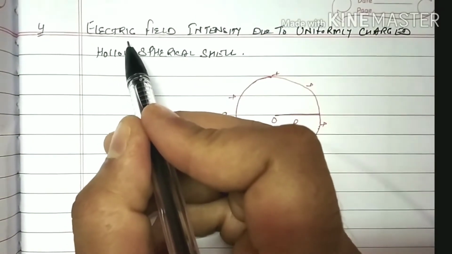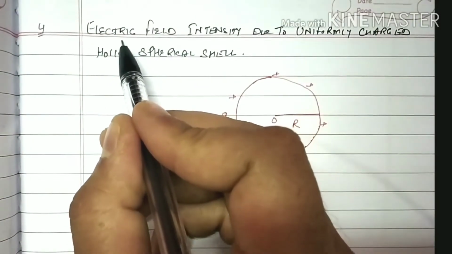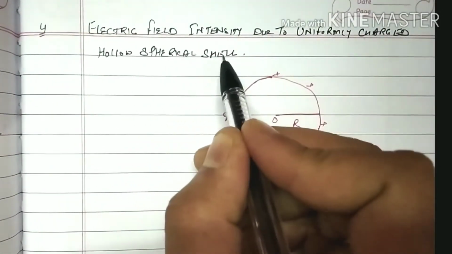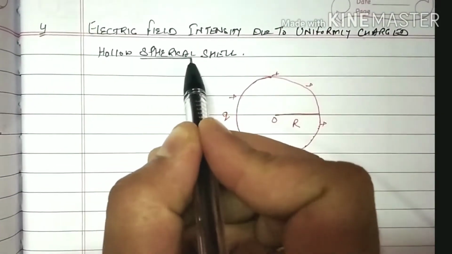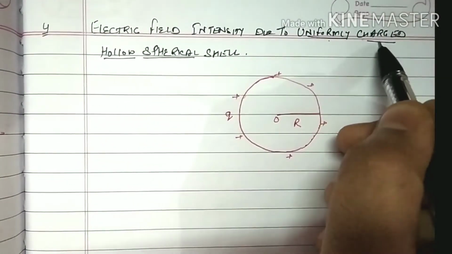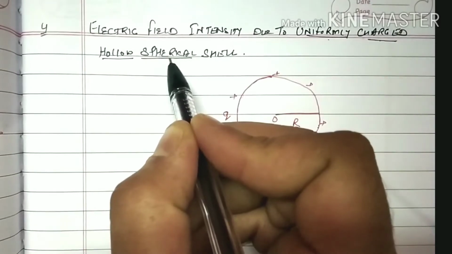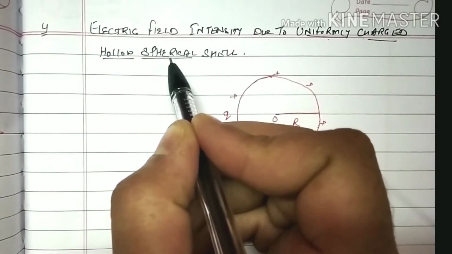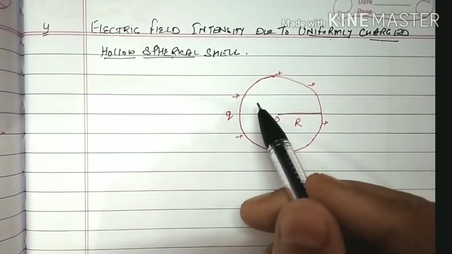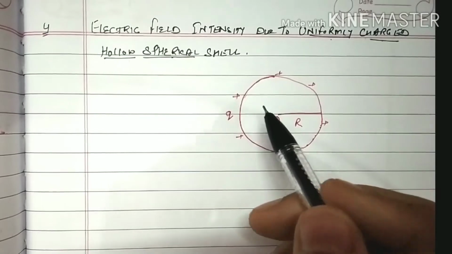Fourth application of Gauss theorem: electric field intensity due to a uniformly charged hollow spherical shell. A hollow charged spherical shell is just like a football or volleyball, you can say. So we have to find out the electric field intensity by using Gauss theorem.